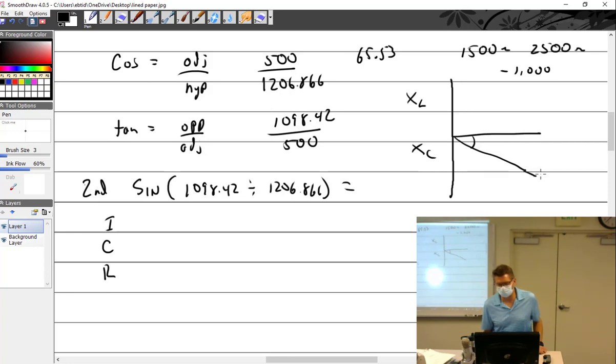It doesn't make a lot of difference. It would be negative though, right? Yeah, the angle. Yes, so you're going to get negative numbers. Let's see here. Let's do one more together.